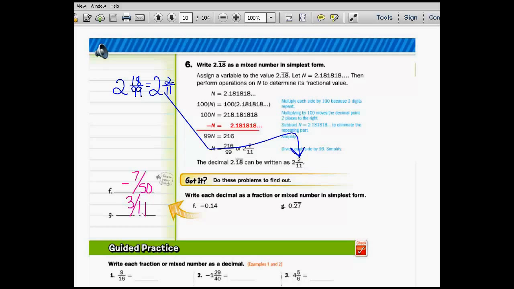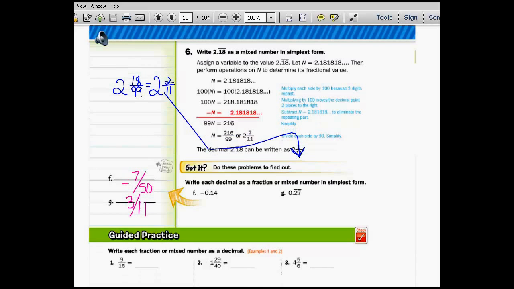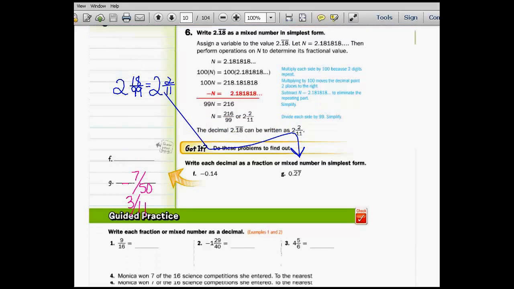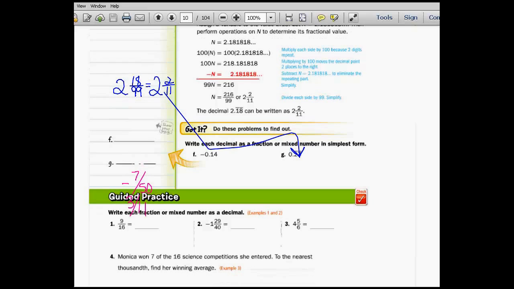All right, so for guided practice, I want you to go ahead and pause it, try some of these, and then I'll tell you the answers here in just a second. I will scroll up while you wait.